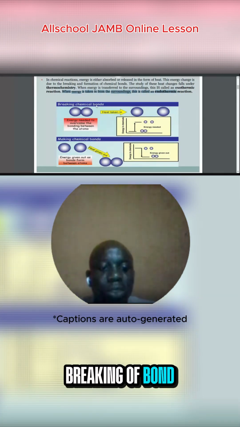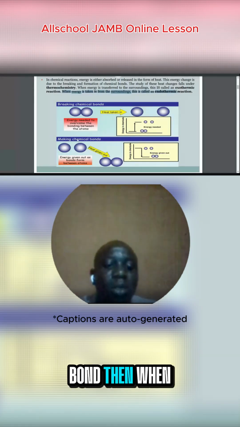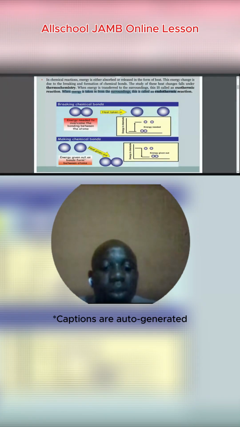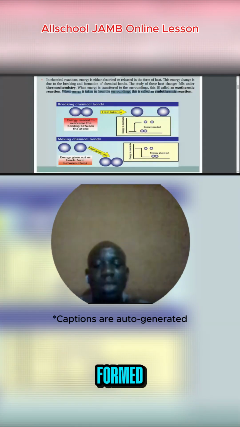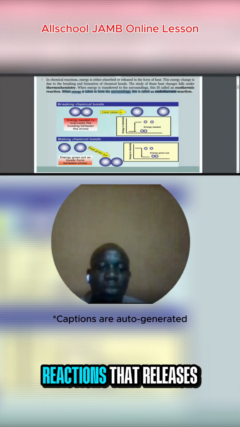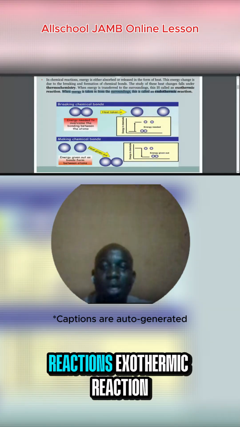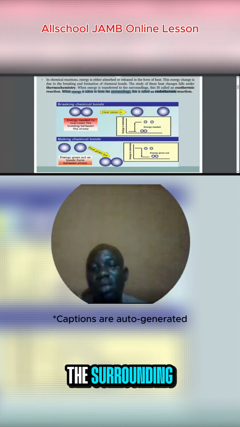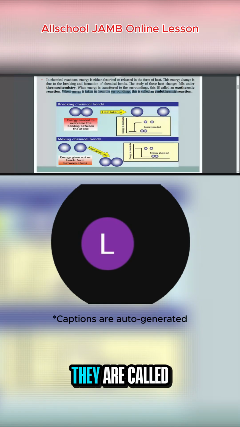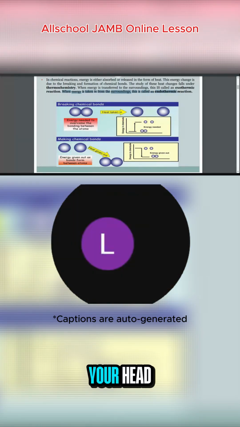In the breaking of bonds, energy is needed to overcome the bond. So it will come in and break the bond. Then when bonds are being made, energy is given out. When the bonds are being formed, energy is given out. So in terms of heat, reactions that release heat to the surrounding are exothermic reactions, while reactions that absorb heat from the surrounding are called endothermic reactions. Do you understand that? Yes.